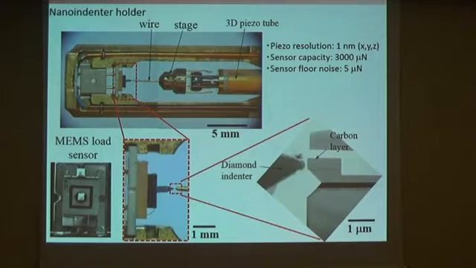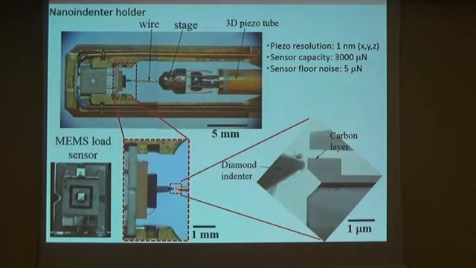And the machine we used in this experiment is shown here. It's a nano-indentation whole specimen holder, which has a 3D piezoelectric tube. This can move the specimen in XYZ direction at a resolution of about 1 nanometer. And what's important is that we have a MEMS small load sensor here, which can measure a very, very small load.